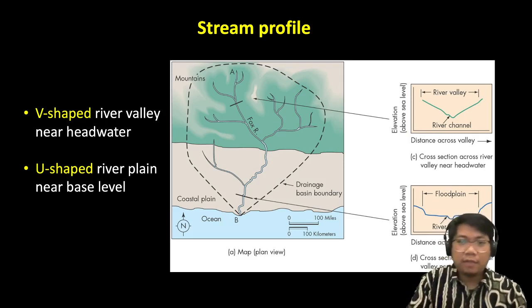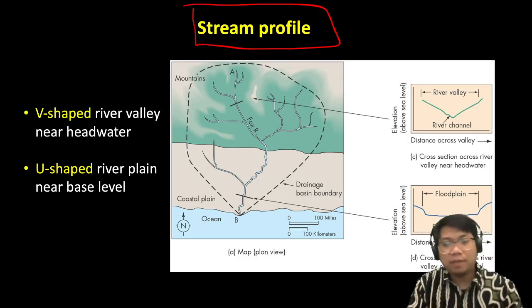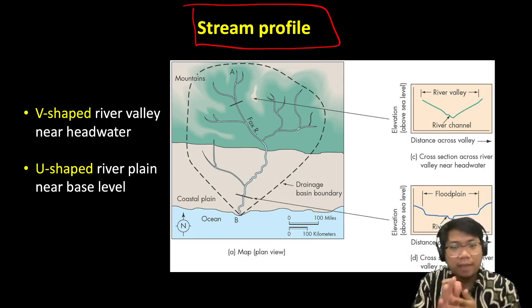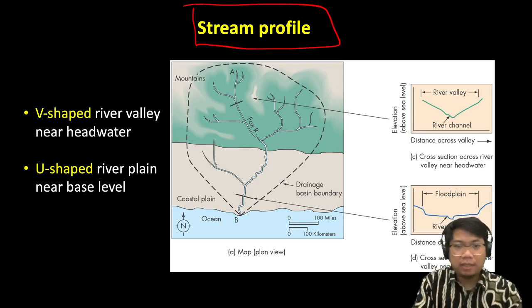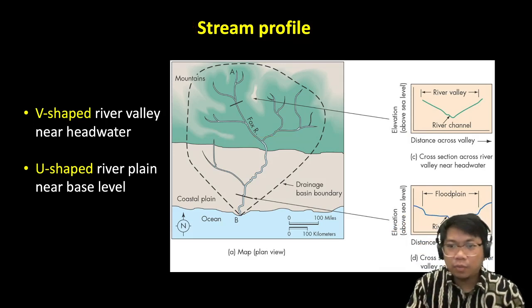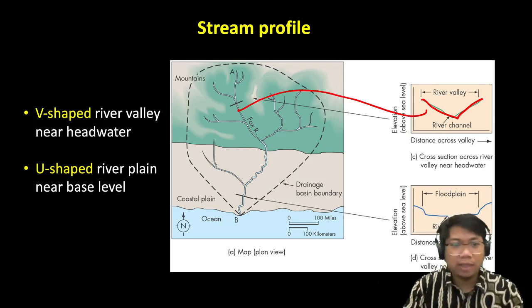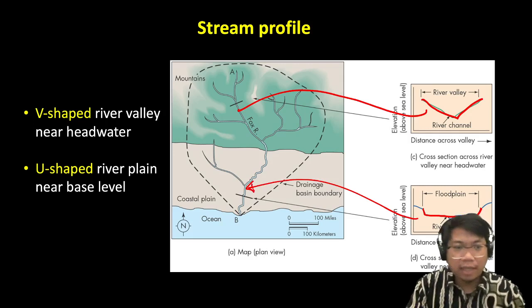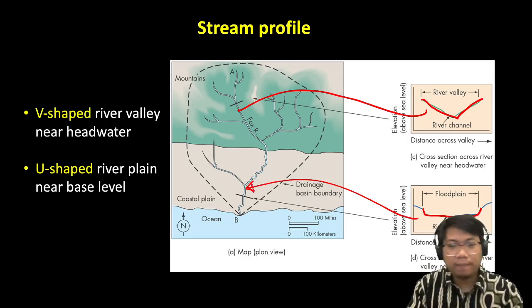All right, another thing that I would like to mention here is that stream profiles, again, in cross sections, can look like a V-shaped profile but they can also look like a U-shaped profile, if we take a look at the profile cutting it perpendicular to the flow of the river. Okay, so for example, this would represent a river valley that looks like a V-shaped river valley, and this V-shaped river valley characterizes the streams or river valleys near the source of the water, or near the headwater. Whereas the U-shaped river valley that you see here typically characterizes rivers that are located near the base level of that river, such as the ocean.